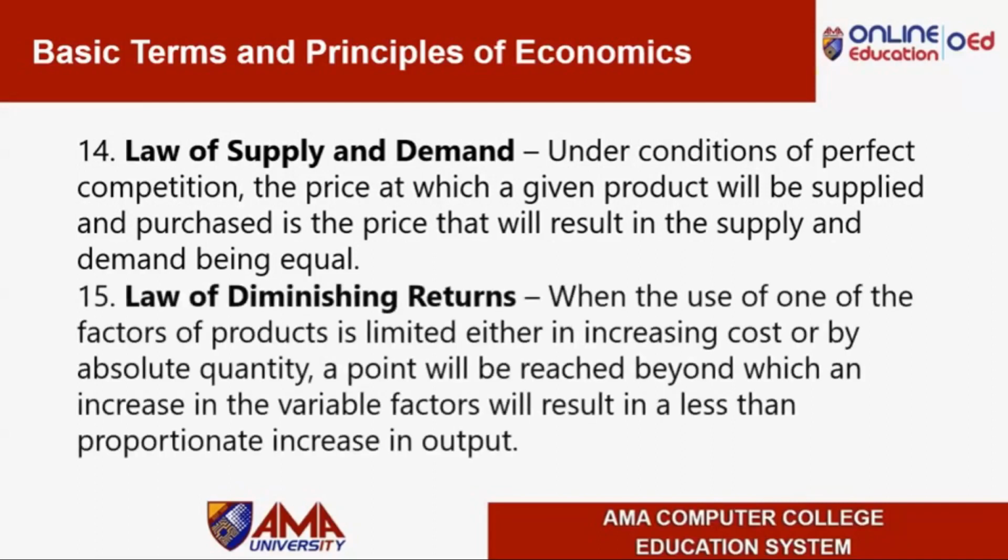And last, we have the law of diminishing returns. When the use of one of the factors of production is limited either by increasing cost or by absolute quantity, a point will be reached beyond which an increase in the variable factors will result in a less than proportionate increase in output.